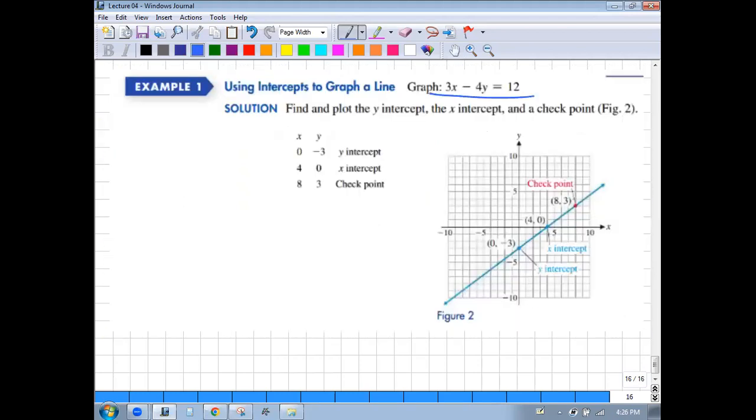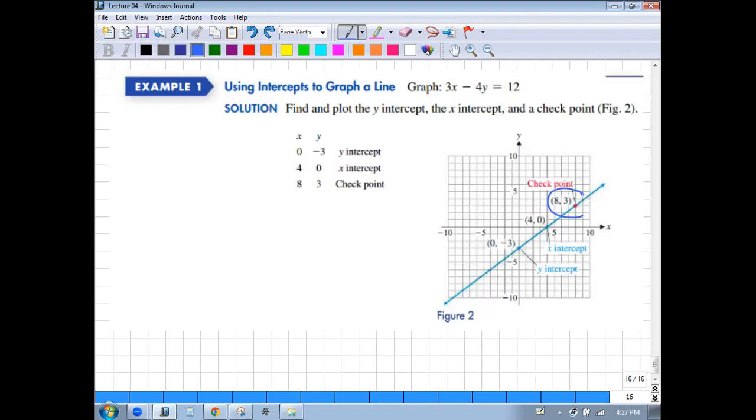So here's an equation. There's 2 variables, an x and a y. They say find and plot the y-intercept, the x-intercept, and check a point. What are they talking about here? Well, if I find all the solutions, here's their graph. They're going to show us the solutions. Any point on this line is going to be a solution to that.